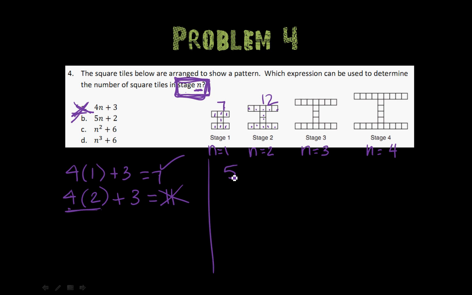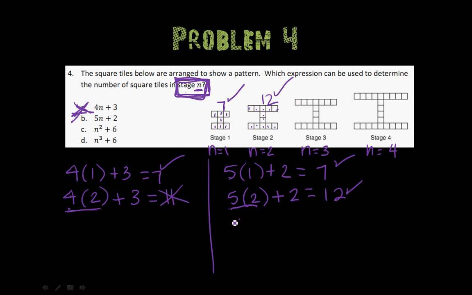So we have 5 times 1 plus 2. 5 times 1 is 5 plus 2 is 7, and that's what we got here, so that works. Let's try the next stage. 5 times 2 plus 2. 5 times 2 is 10, add 2 and you get 12, so that works because we actually have 12 there.